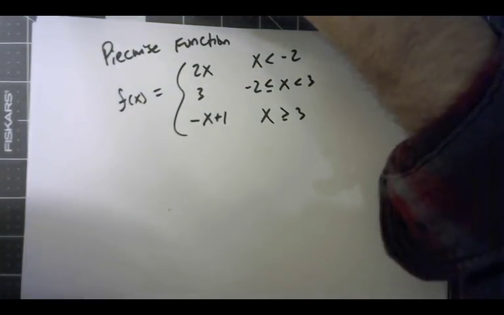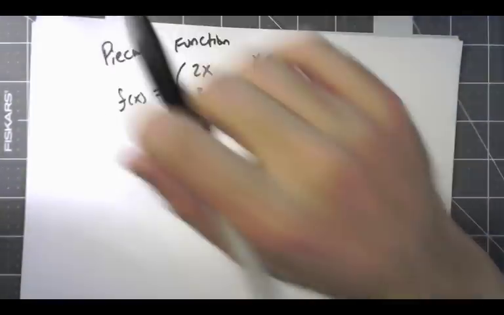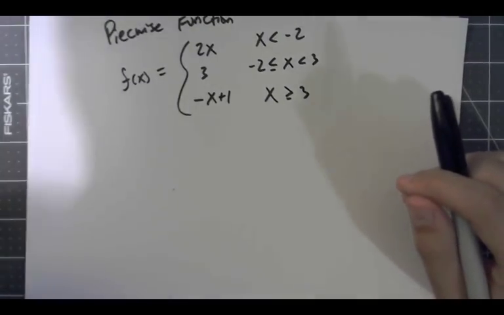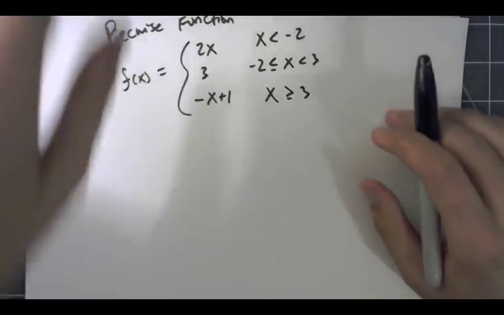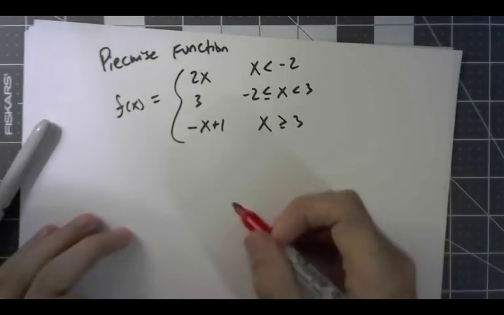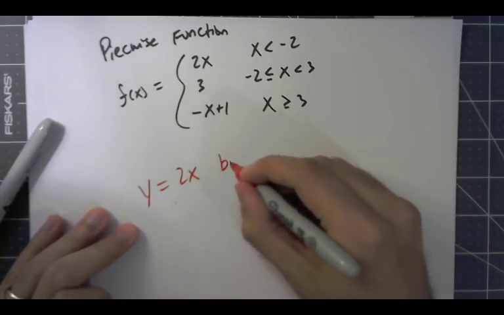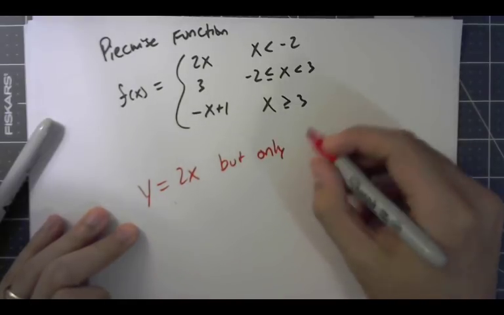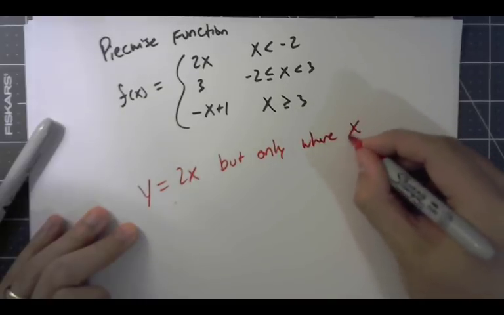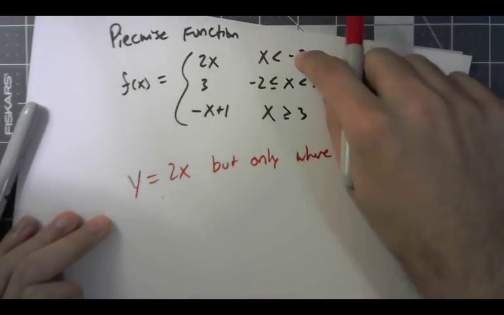Our first function we have is y equals 2x. If you look back here, you can see that's our first function. If we just rewrote this as y equals 2x, but only where x is less than negative 2. That's what this first line is saying.